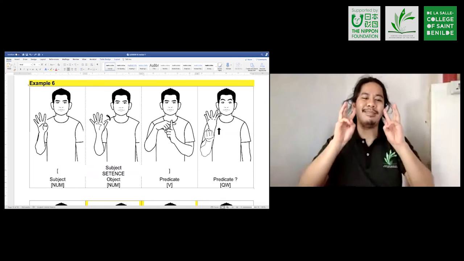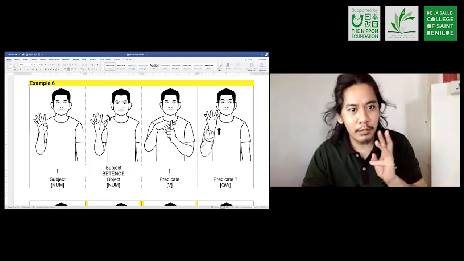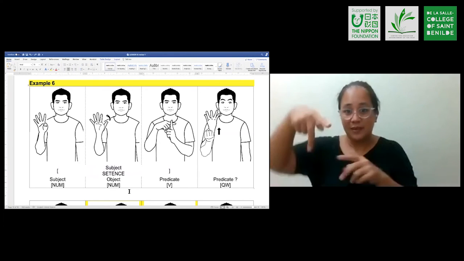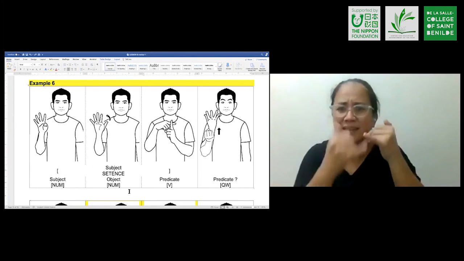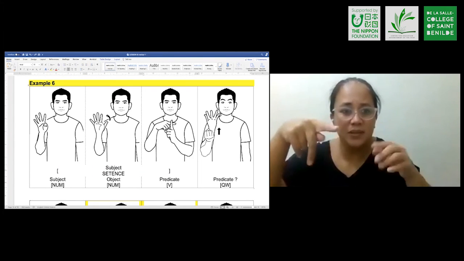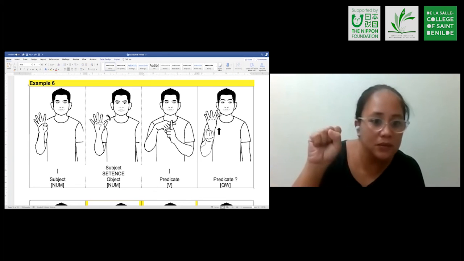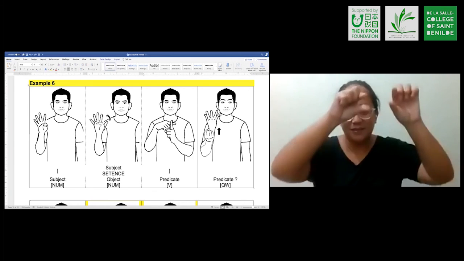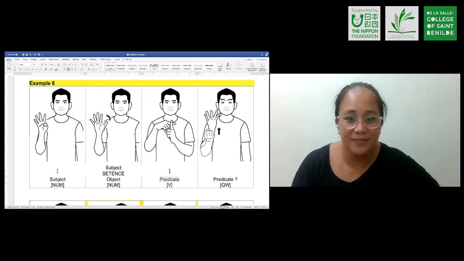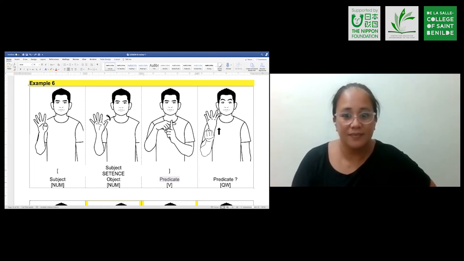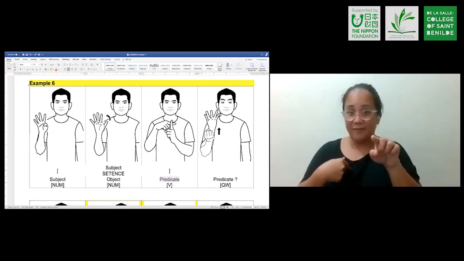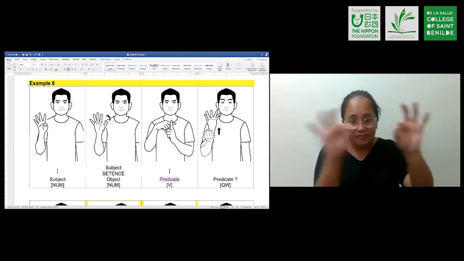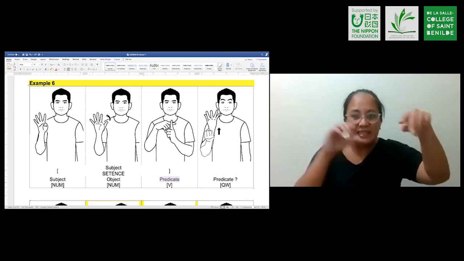Pull the predicate, the last predicate, pull that up to where the subject is, the first subject, the top subject. Yeah, so you have subject, and then you should have predicate on the same line. Subject, predicate. Not the first predicate, but the second predicate.